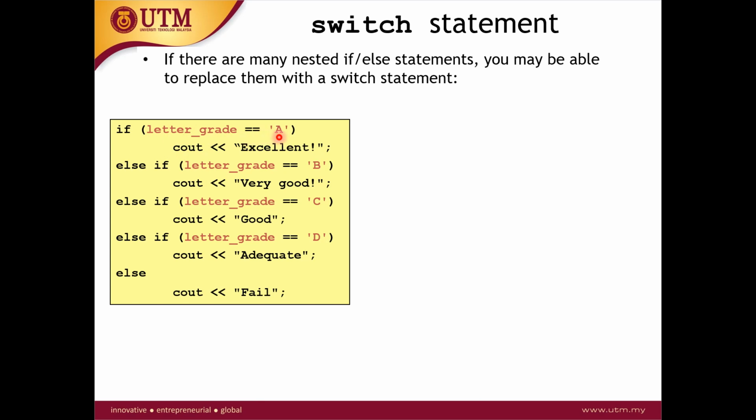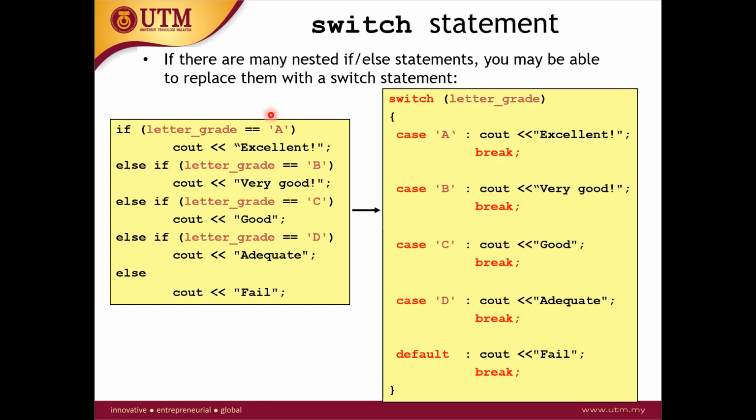If it is A, cout excellent, or else if B, cout this one, else if... So you can see so many ifs and elses here, and this can be easily implemented using switch and case. It's already called switch, but inside the switch we have some cases. For example, which variable are we evaluating in the if and else statement? Letter grade. We need to put that letter grade in the switch statement.